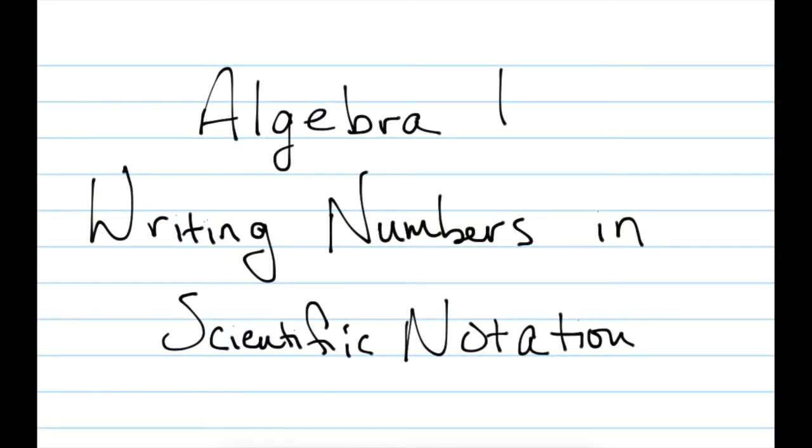Today we're going to talk about how to write numbers in scientific notation. Scientific notation is a method of writing very large or very small numbers in a more compact manner to make it easier to work with those numbers.